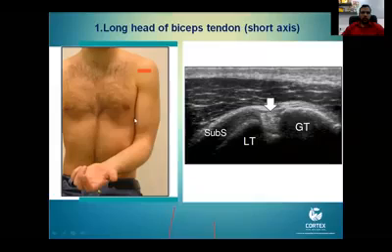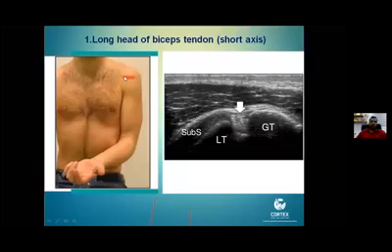So the patient position is sitting, with the elbow flexed at 90 degrees, supination of the forearm and slight internal rotation. You can locate the tendon in the bicipital groove, keeping the probe in the transverse axis, the short axis. Here you can see this is the greater tubercle, laterally, and medially we have the lesser tubercle.